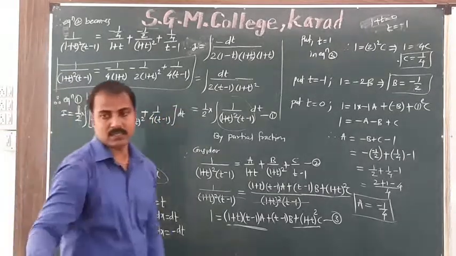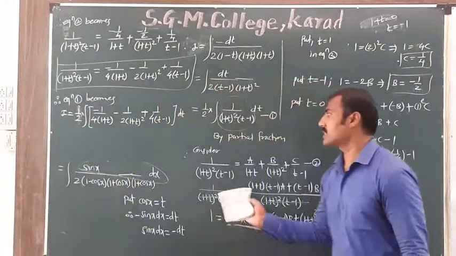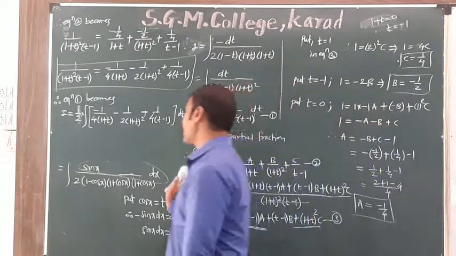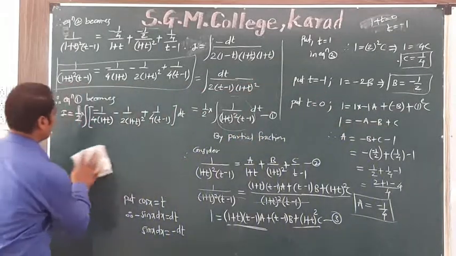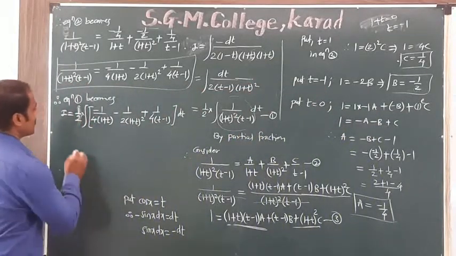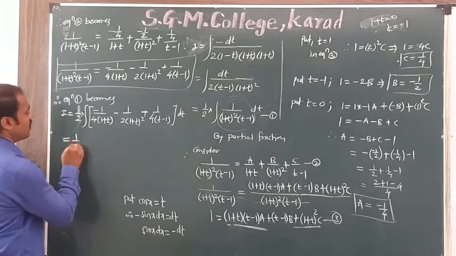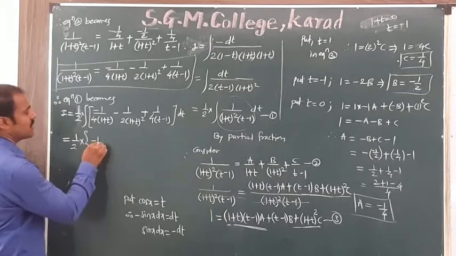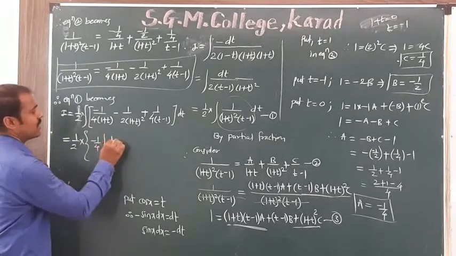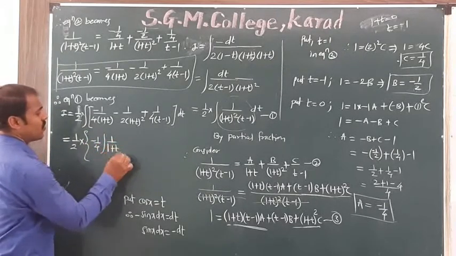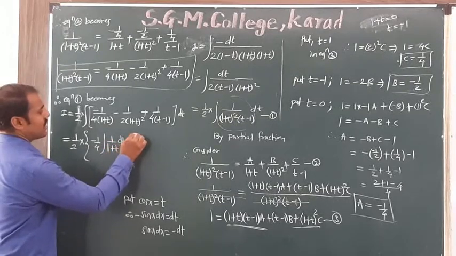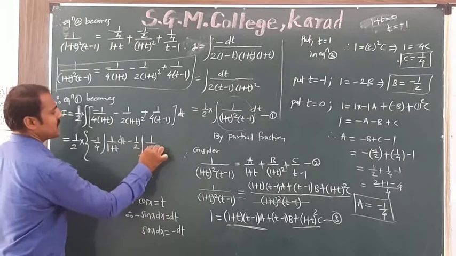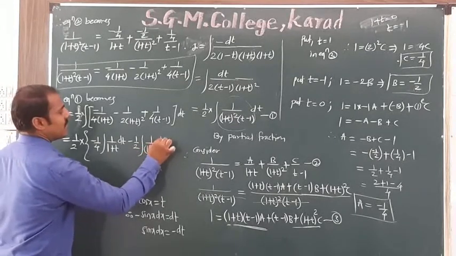Inside the integration there is addition and subtraction. So separate the integration sign and take constants outside the integration. 1 upon 2 into curly bracket. Here minus 1 upon 4 is constant outside the integration. Integration of 1 upon 1 plus t dt. Minus 1 upon 2 is constant. Integration of 1 upon 1 plus t square is here dt.